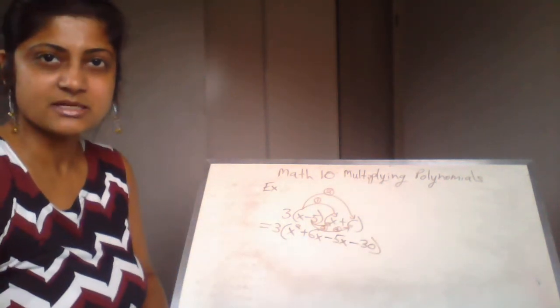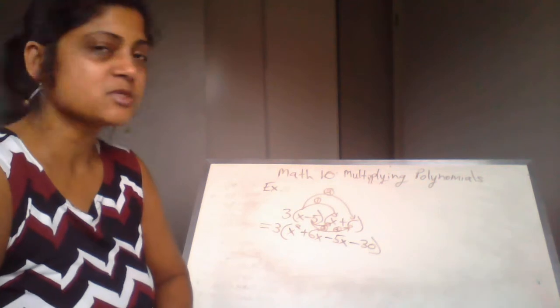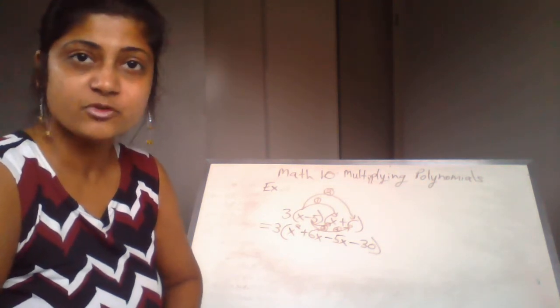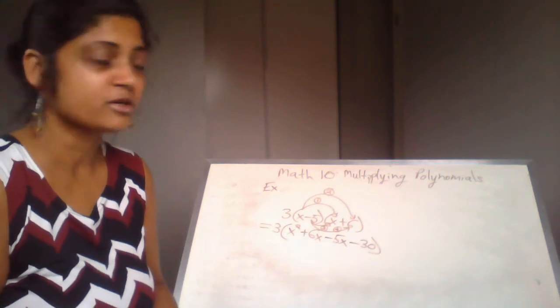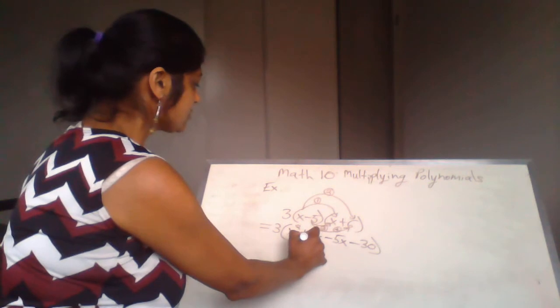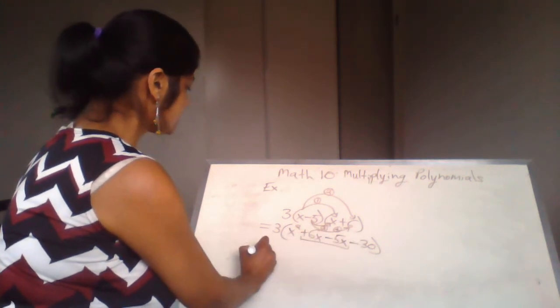Okay, does everyone see that so far? Now some students in this step will start doing the distributive property. But before you do that, I always like to make sure inside the brackets, I'm putting all the like terms together. I'm going to leave some space. So we can see this here.